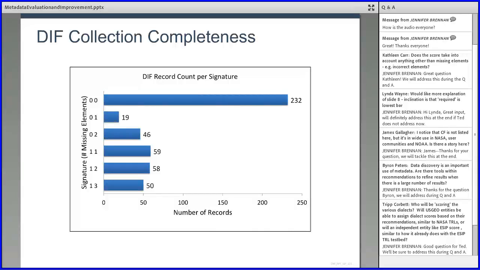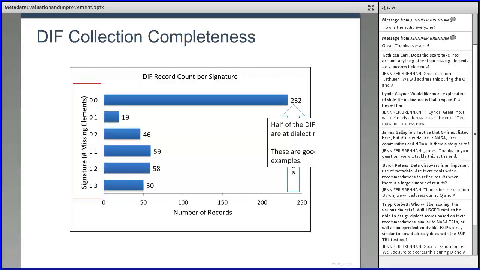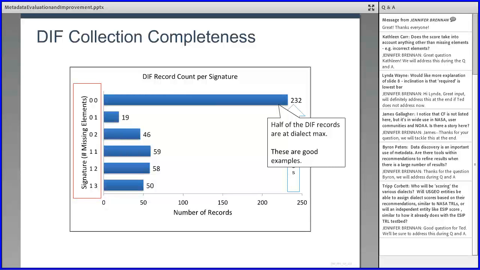So when we look at DIF, Directory Interchange Format records, now we're looking at the results of that analysis. This was 400 and some DIF records from NASA climate data, which is part of the Climate Data Initiative. The x-axis is the number of records, going from 0 to 250, and the y-axis is the signature that I mentioned earlier. Notice 0, 0 is a good score. That's why 0, 0 is on top, and progress is made by filling in missing elements. The nice thing about this set is that half of the records, 230 out of 450 or so, are already at dialect max. Their score is 0, 0, so they're doing as well as they can.